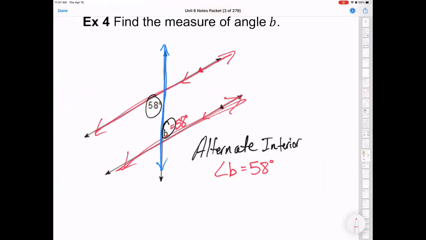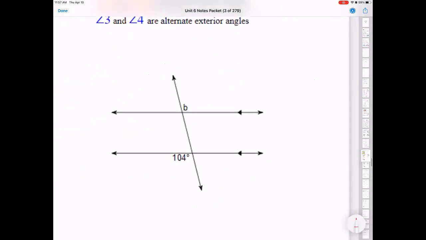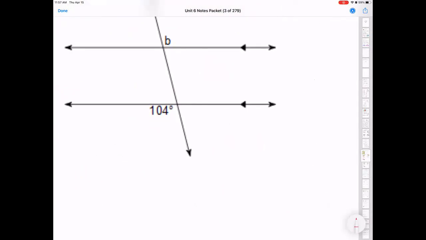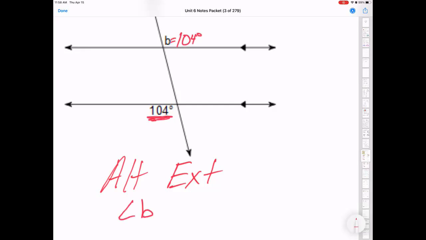Okay, looking at this next one. Again, we want to state the classification type. So what kind of angles are those first? Awesome job. These are alternate exteriors. For me, you can just write alt ext. I'm fine with that, I'll know what you mean. Now, alternate exterior angles are always congruent. So if this one is 104, angle B must also be 104. So angle B is 104.